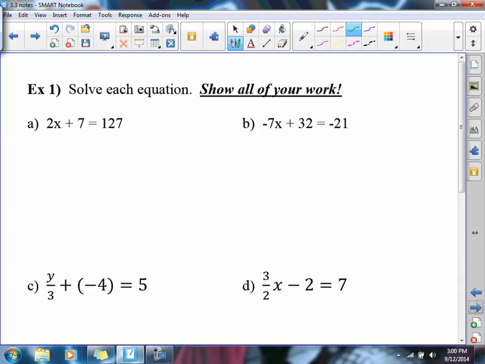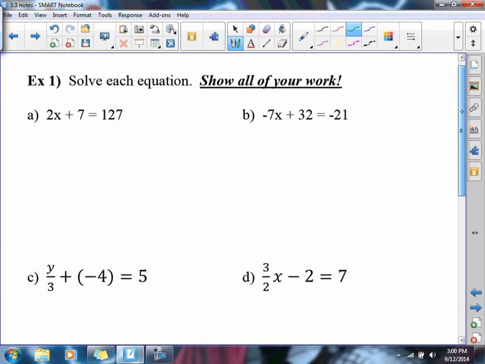So in example 1, here we have 4 two-step equations. And again, you want to make sure that you show all of your work. Okay, you've been showing your work for the one-step equations that we've done in the previous two lessons. Now you're just going to be combining those two concepts together.